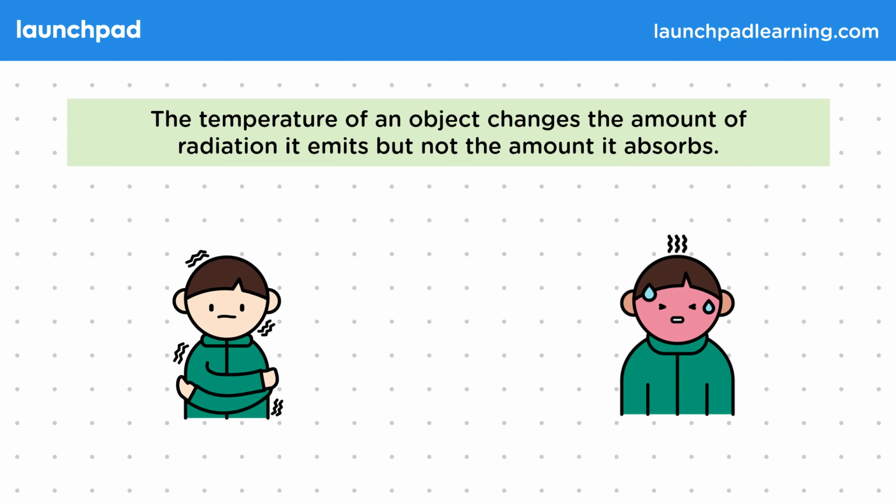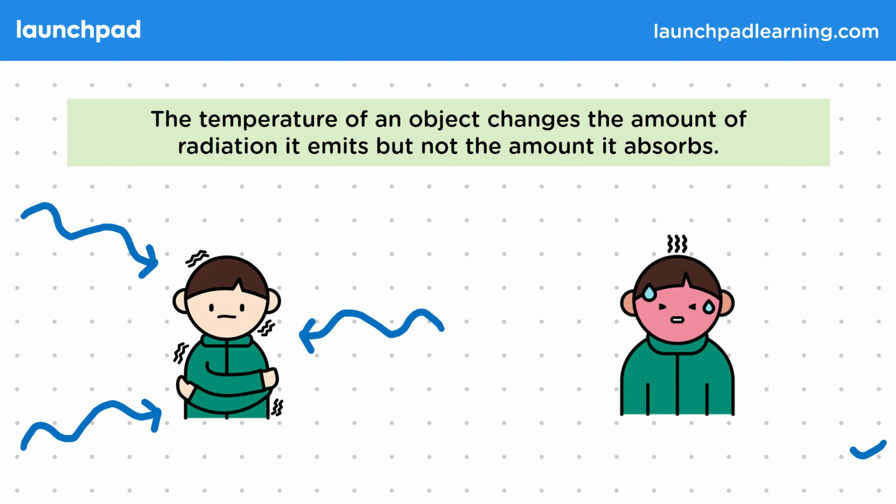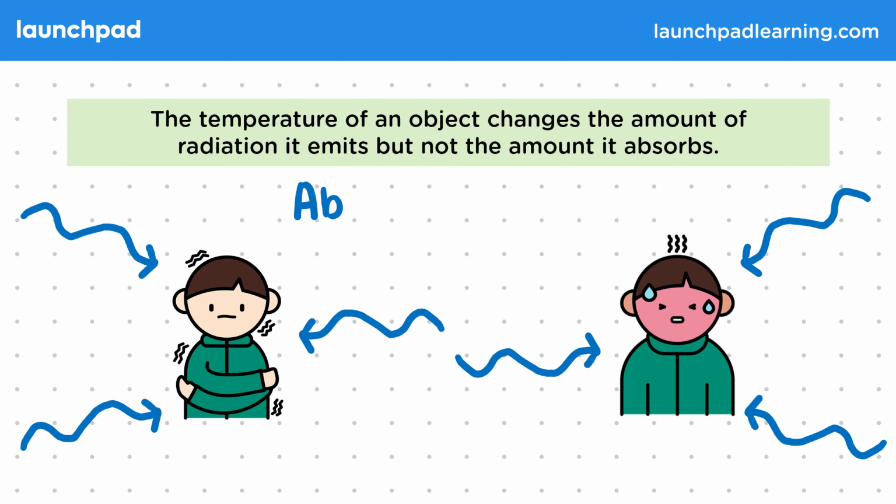Let's compare the radiation we would absorb and emit when we're cold and when we're warm. In both cases, we would be absorbing radiation from the surroundings. Now, this will be the same whether we're hot or whether we're cold. The radiation we absorb is only determined by the conditions we're in, such as the temperature of a room, or if there are devices like heaters deliberately emitting infrared waves.